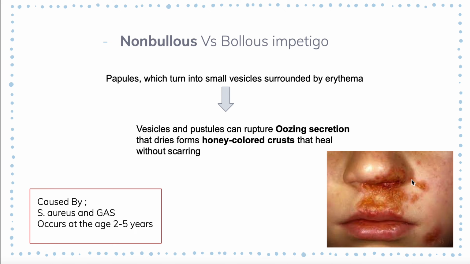If in the questions they always say honey-crusted lesions, directly you will choose Impetigo because it's very clear. This is their presentation. They're usually caused by Staphylococcus aureus or group A beta-hemolytic Streptococcus, and it usually occurs between the age of 2 to 5. So what about the treatment?